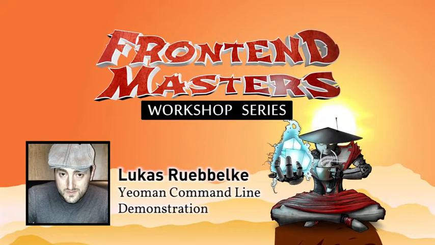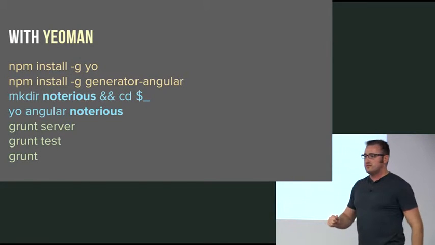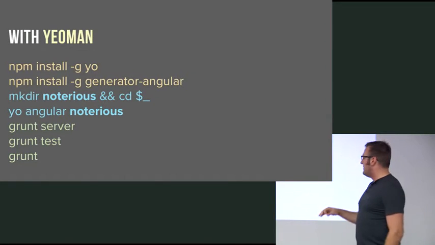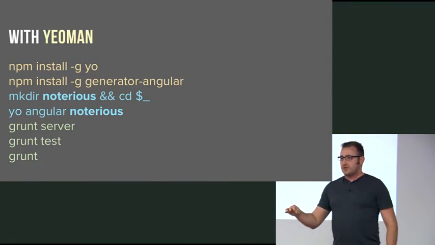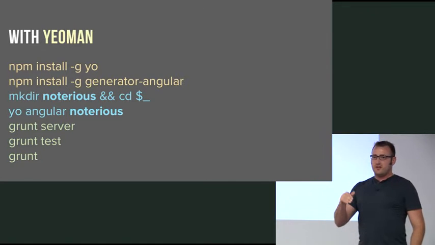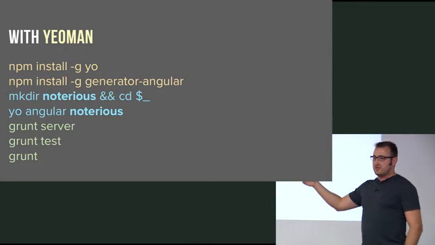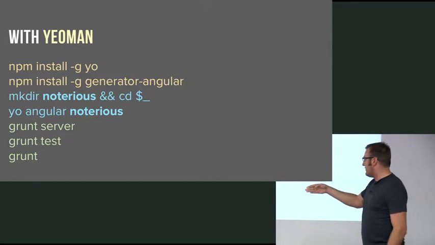This is how this works. The first thing you need to do is install Yeoman: npm install -g for global, yo. Then install your generator: npm install -g generator-angular. You just have to do this once, and once you're there, bam, you're good to go.